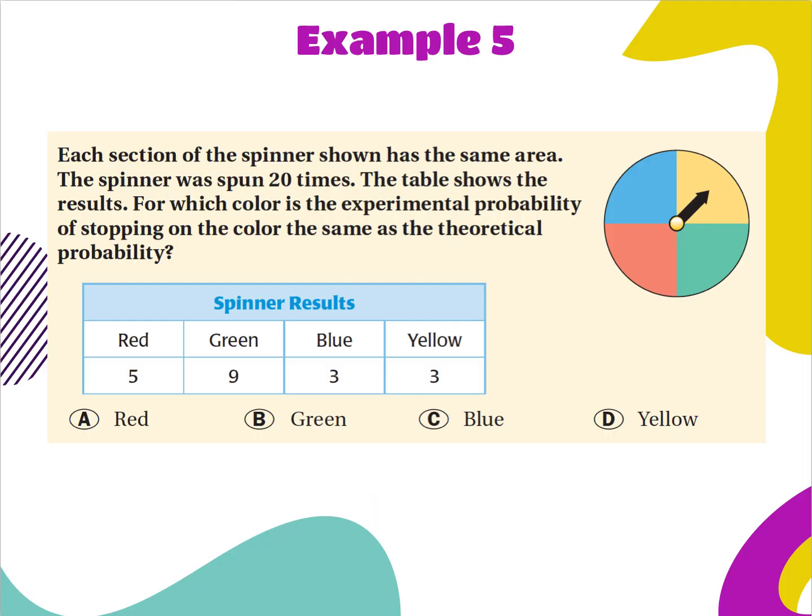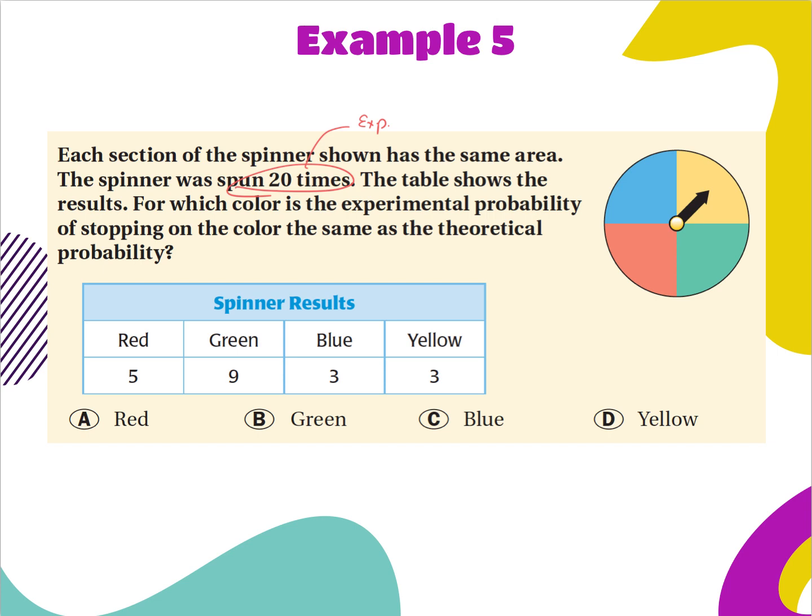So again, here we get a question where it says, here you have a spinner. Each color has the same area. So this is the same size as this one, and as this one. And so it says the spinner was spun 20 times. So notice an experiment was run here. Okay? And in the experiment, they had certain outcomes. The table shows you the outcomes.